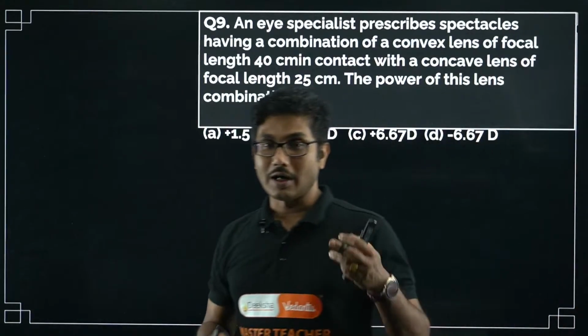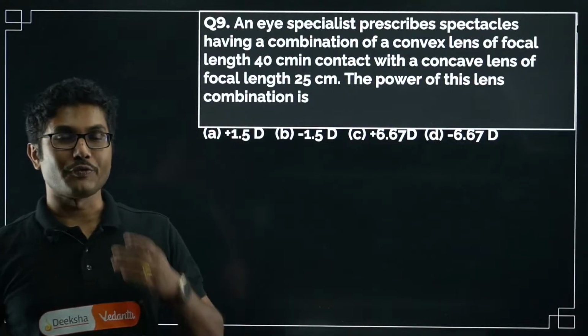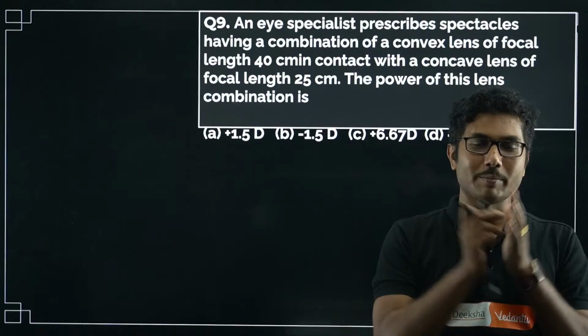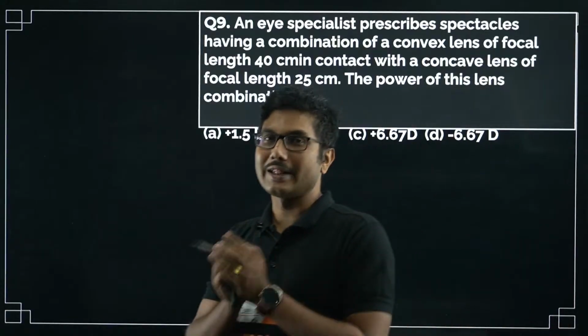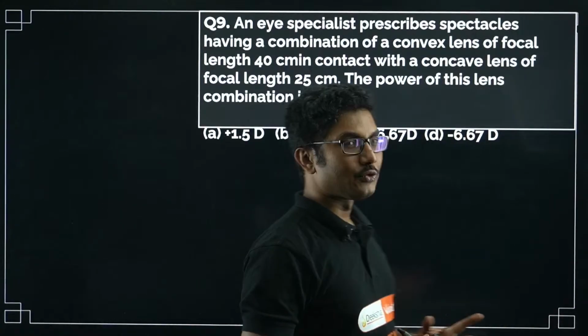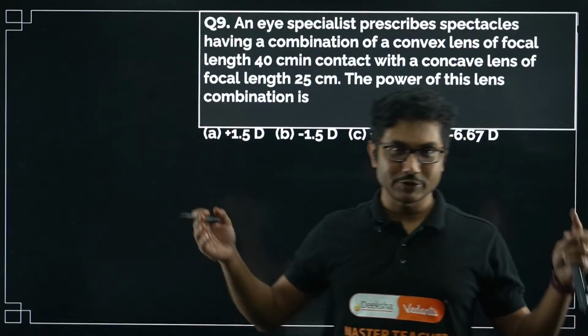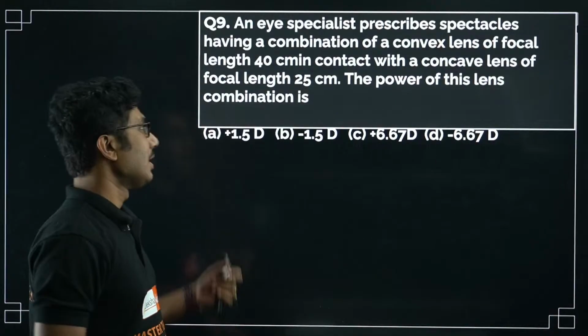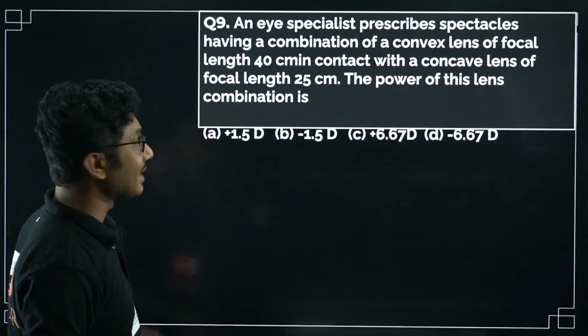You have done one experiment where you try to find the focal length of a concave lens using a convex lens, right? You combine a convex and concave lens and then find the focal length, because a concave lens generally gives you virtual images. You cannot check virtual images on a screen. That's why we use a convex lens of higher power. So this is a question based on a similar concept.